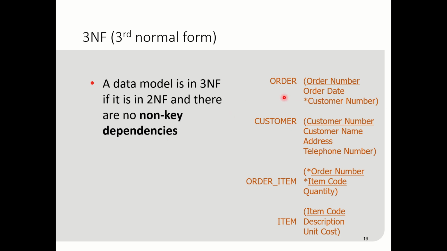So now when you see this particular data model, it is in 2NF, and there are no non-key dependencies. That means that this particular table is in 3NF now. So you have your order number with the customer number as a foreign key to this, and you have the customer table with the customer number as a primary key to this table, and you have this order item with these two as the foreign keys, and also this combination is basically the primary key to this particular table. And the item code is the primary key to this particular table.